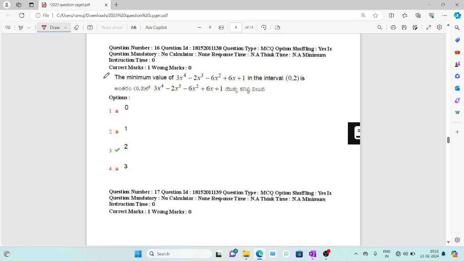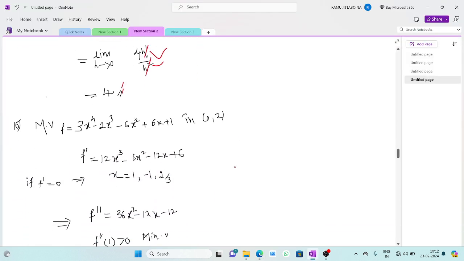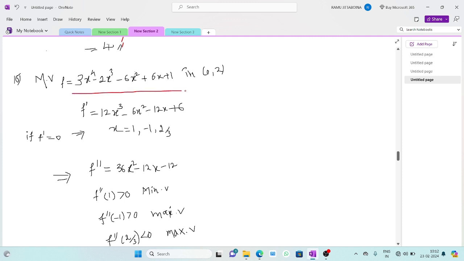So the 16th one is very important. Every time this type of question comes in the CPGET exam. The minimum value of 3x to the power of 4 minus 2x cube minus 6x square plus 6x plus 1 in the interval 0 comma 2. He is asking for the minimum value of the function only in this interval. If the point is outside of this interval, that is not a minimum value for this function. I will explain it in a simple way.